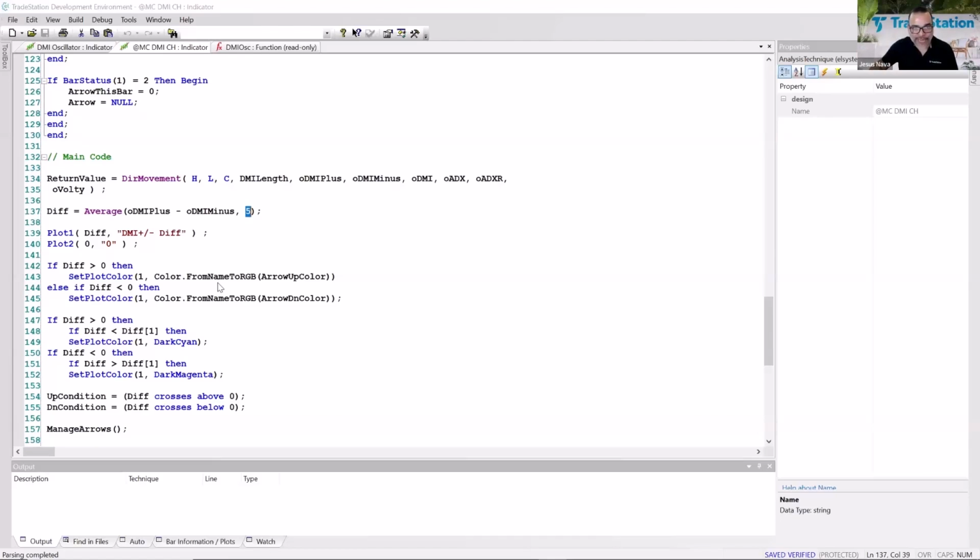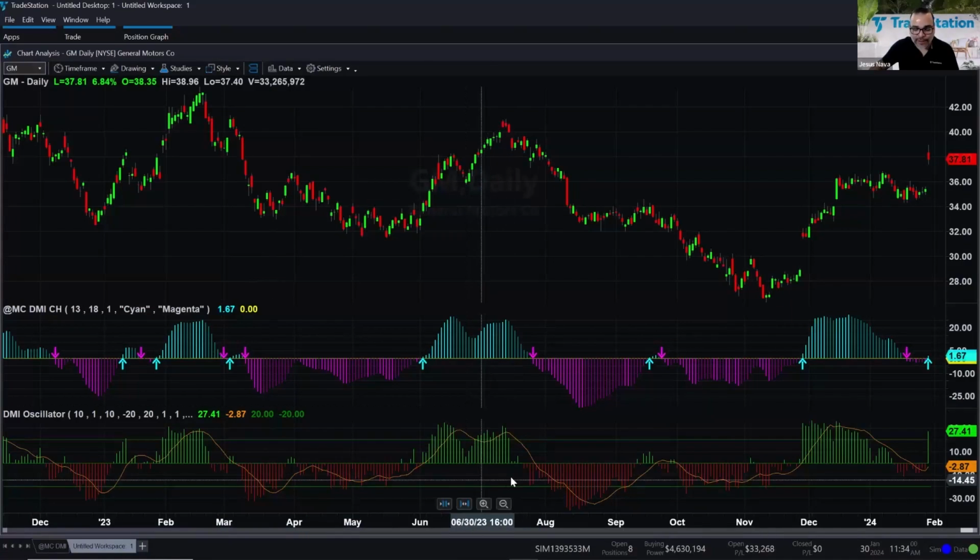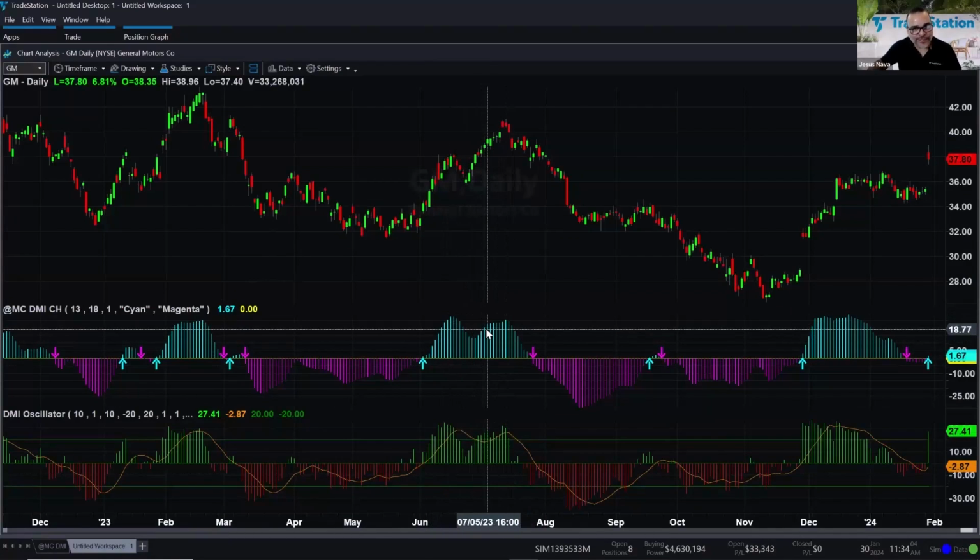So when we go back to the chart and compare the two histograms, this one on top is a little bit smoother because it's just averaging the values of that difference for 5 bars, and that's what's being plotted. Which one works better? It's just different variations. We went through 3 different DMI studies: the DMI original, the DMI oscillator, which plots the difference, and then this is another variation on top of that.